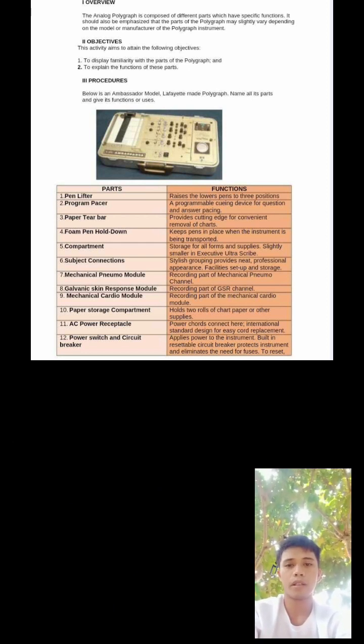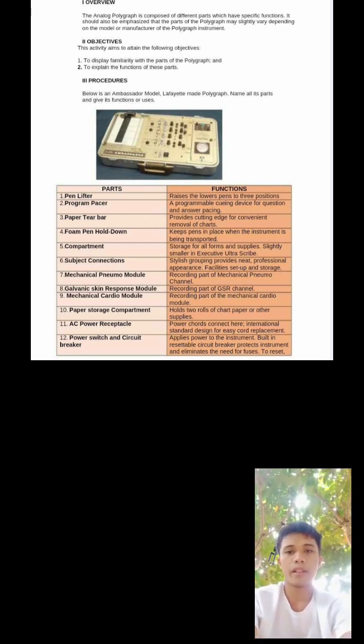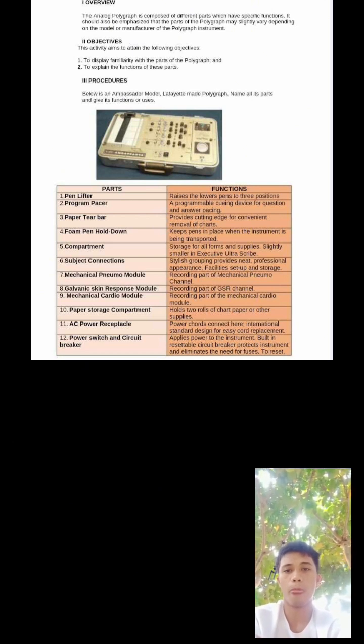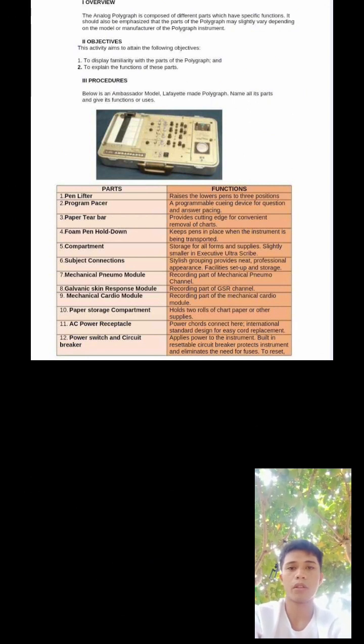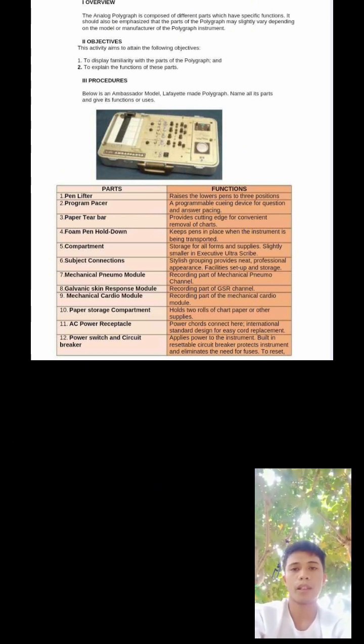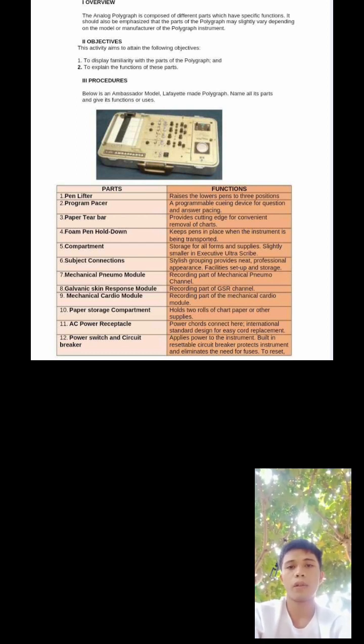Analog machine parts. Pen lifter. Raises the pens to the up position. Program pacer. A programmable cueing device for question and answer pacing. Paper tear bar. Provides a cutting edge for convenient removal of charts. Foam pen hold down. Keeps pens in place when the instrument is being transported. Compartment. Storage of all forms and subject connections. Stylish grouping provides neat, professional appearance.